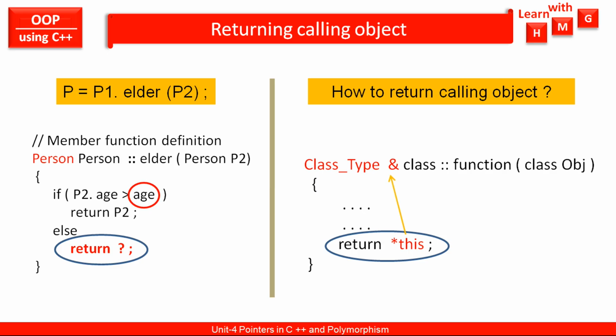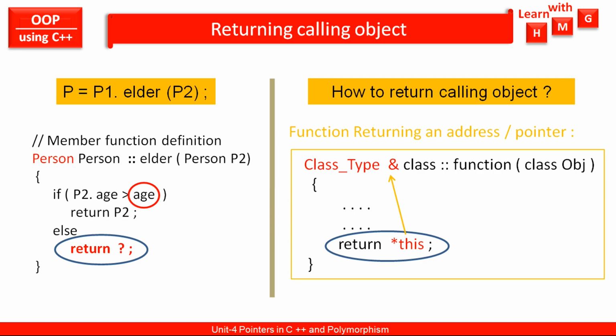Here it is related with the address of the class type in this particular syntax, and this function we can say is a function returning an address or a function returning a pointer of the type class. So the question that was raised on the left side, that is return what, how to return calling object. Now the answer is in front of you: you have to return the calling object in terms of this pointer, like return *this. So this is the solution for writing a member function which returns the calling object.